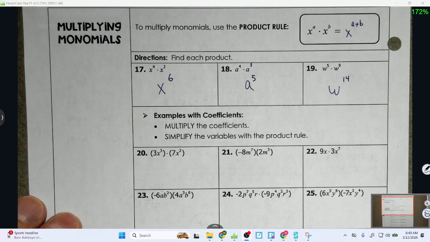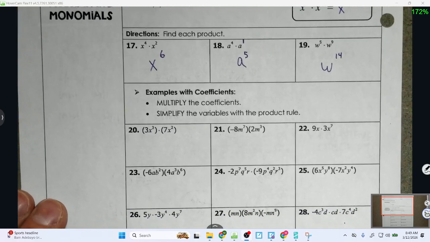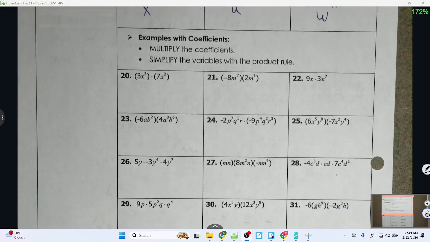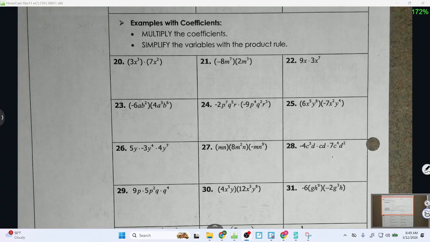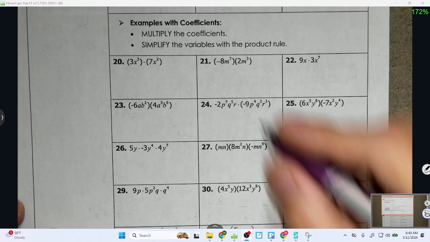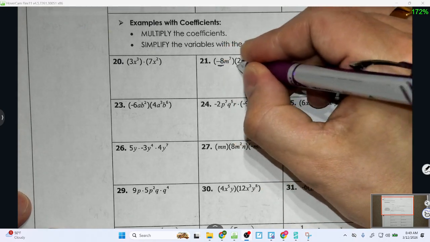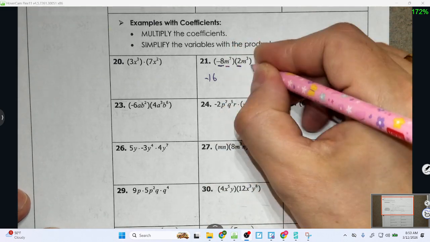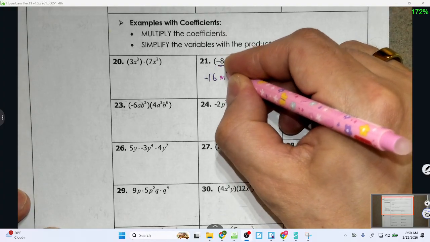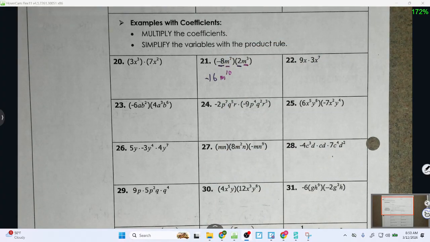Okay, and so this is really just an extension of what we have already talked about in class. You multiply the coefficients, which is the numbers, and then you keep the base, add the exponents for the variables. It's a little different than what we just did. But if we pick out this one, I'm going to multiply these numbers to negative 16. I'm going to keep the base for this and this, m to the 10th. Add the exponents. All right.